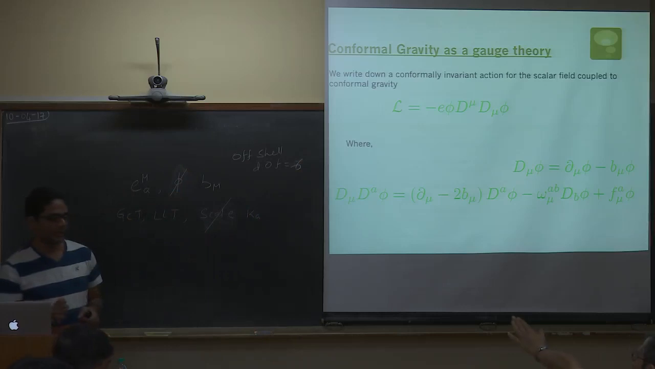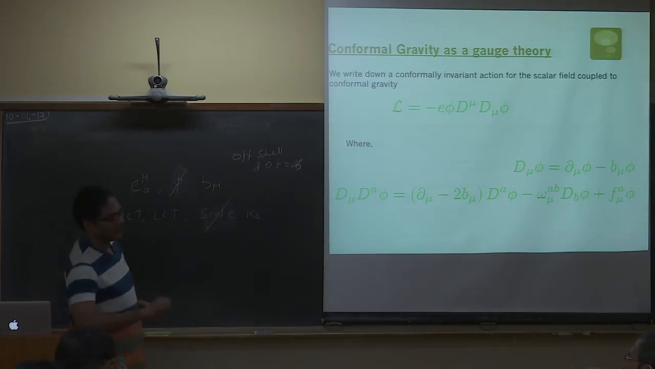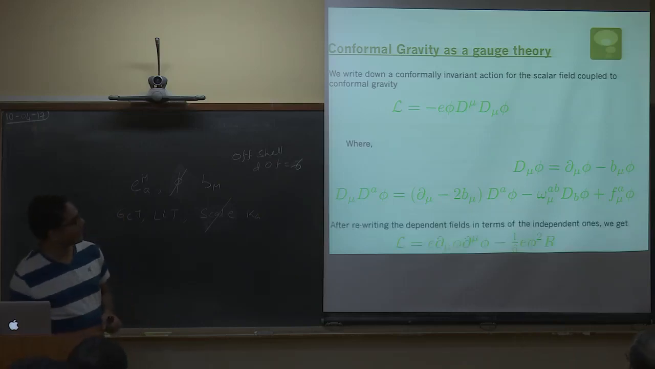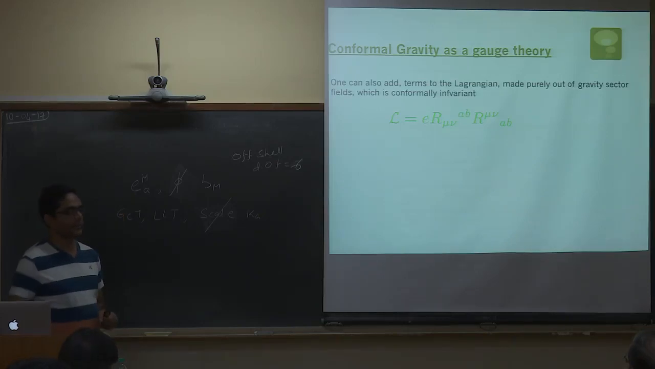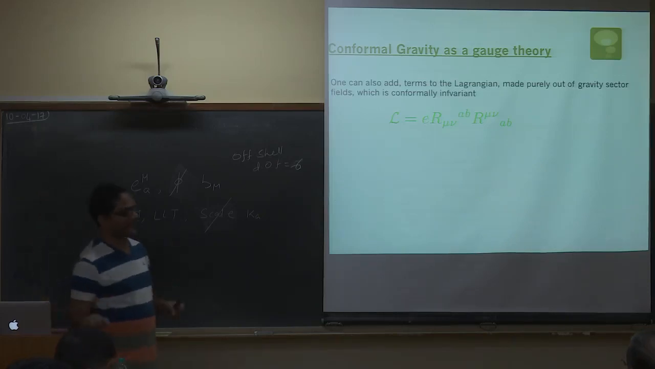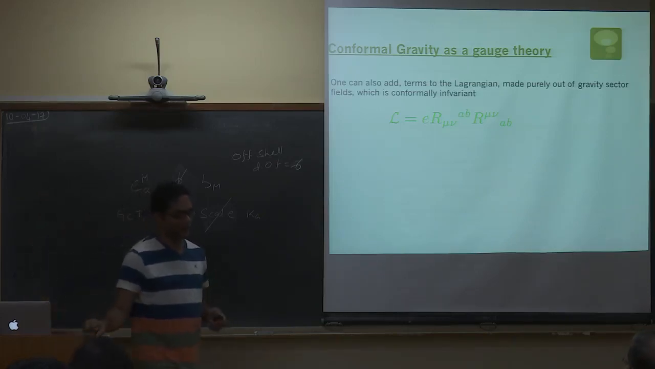Without introducing this phi, what would have been the Lagrangian for this scale? Yeah, the Lagrangian is this, the high derivative Lagrangian. This is the Lagrangian built out of only conformal gravity fields. So this is like Weyl square, root g times Weyl square.